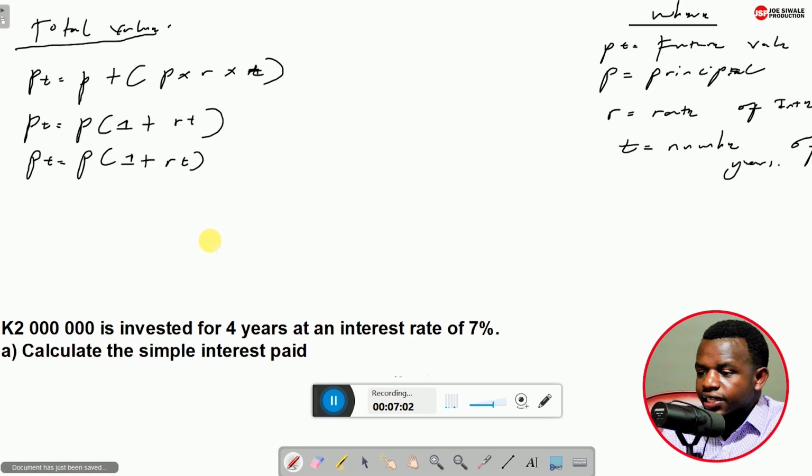So let us look at another example. In some circumstances, you'll be given the future value, and you're also going to be given the rate of interest and the number of years. In that instance, you'll be told to calculate the present value or the principal. For us to calculate our present value, we need to make the present value the subject of the formula. So we know that our formula is PT is equal to the principal, open bracket, 1 plus the rate of interest multiplied by the number of years.